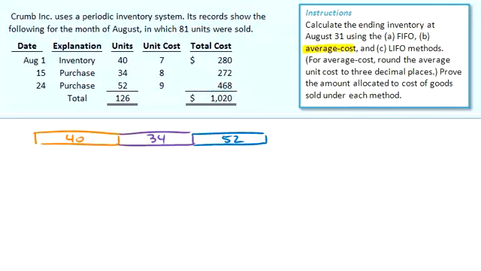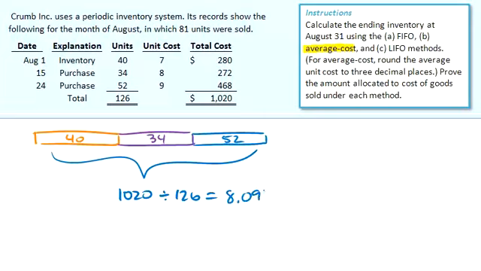With the average cost method, we're going to compute an average cost for the inventory. So we take our total cost of 1,020 and divide it by 126 units, which gives us a unit cost of about $8.09. If Crum Incorporated sells 81 units, that means that there are 45 units left in inventory. Multiply that by the $8.09, and the value of our inventory will be approximately $364.